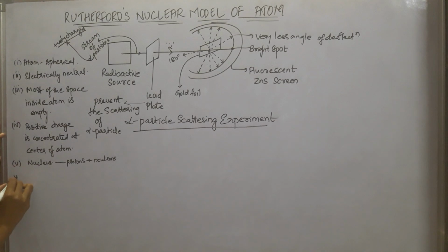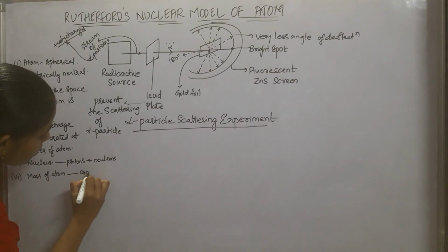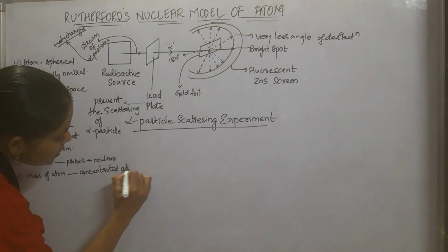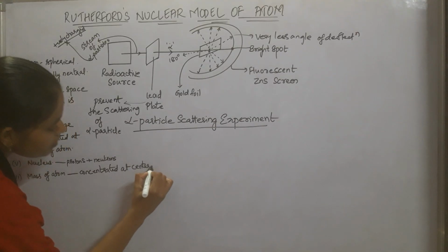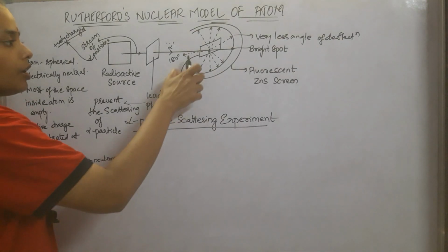Nucleus contains both protons as well as neutrons. The sixth point is the mass of the atom. Mass of the atom is concentrated at the center. Here you can see he used only gold foil. Why did he use only gold foil?